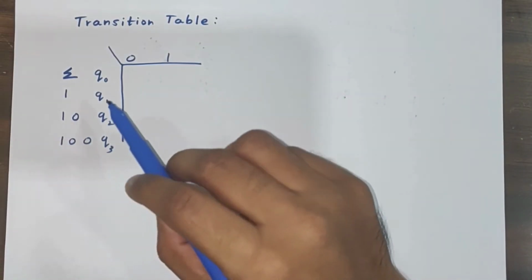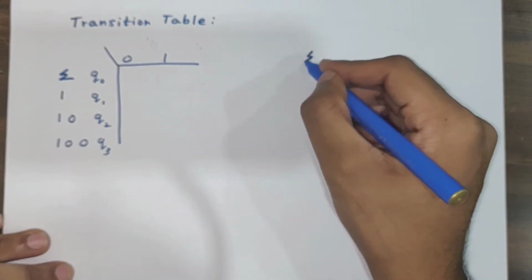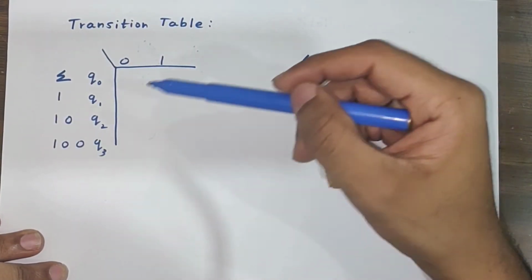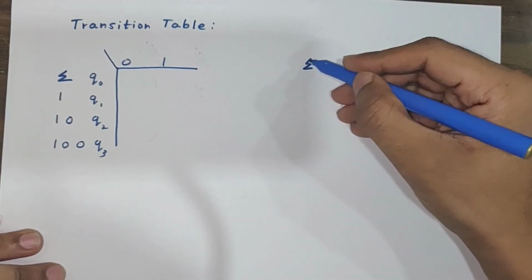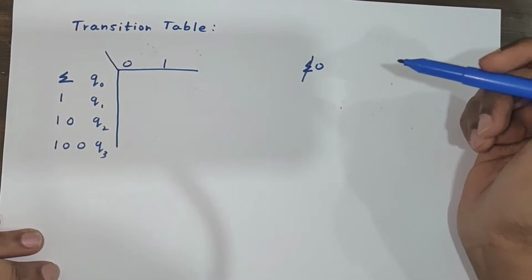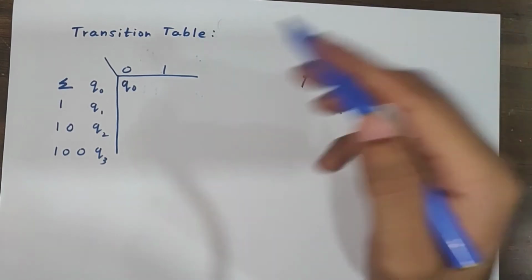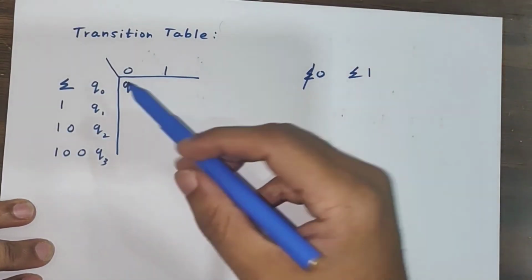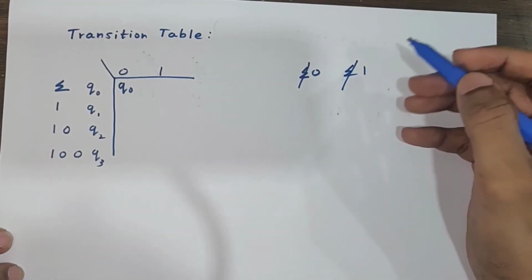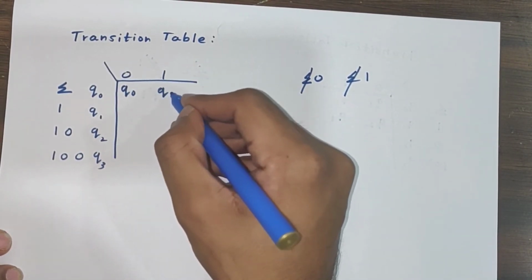Now first, take epsilon followed by 0. Check if epsilon 0 is present in any of the states here. It is not present, so cut epsilon. Now see if 0 is present anywhere. No, 0 is not present anywhere, so it will stay in the same state, Q0. Now epsilon 1. See if there is epsilon 1 anywhere. There is not, so strike it off. 1 is present in the next state, Q1, so Q1.